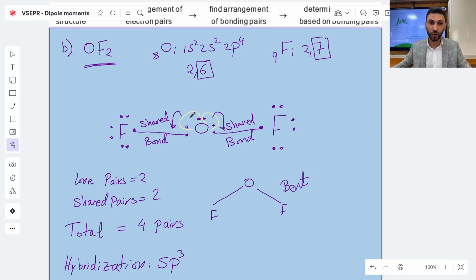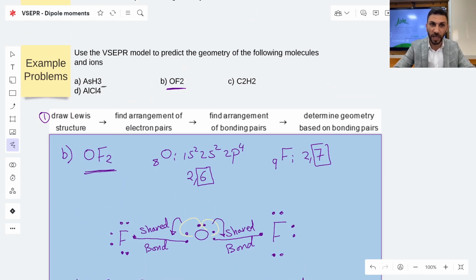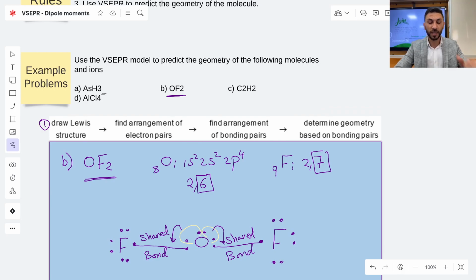And because we have 2 lone pairs, the angle between them is 107.5 degrees. This is how we solve this problem using the VSEPR model theory rules.